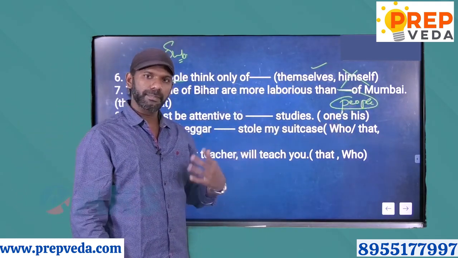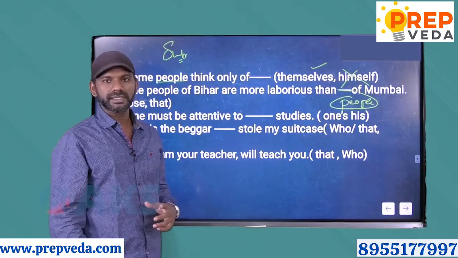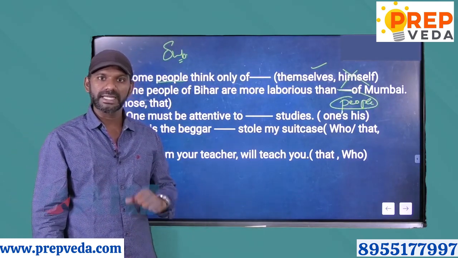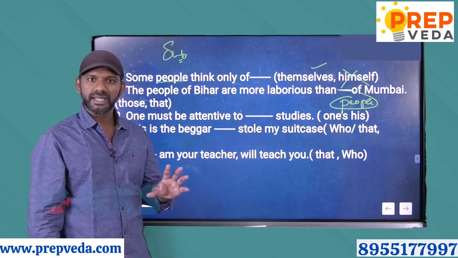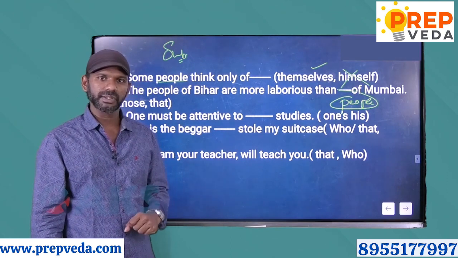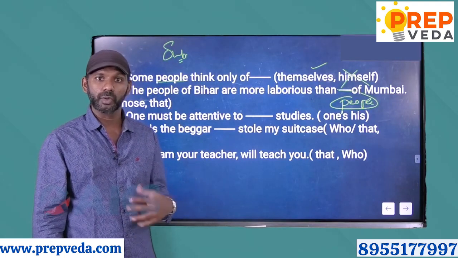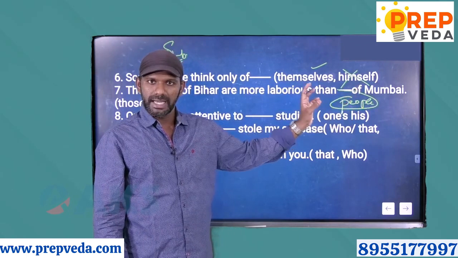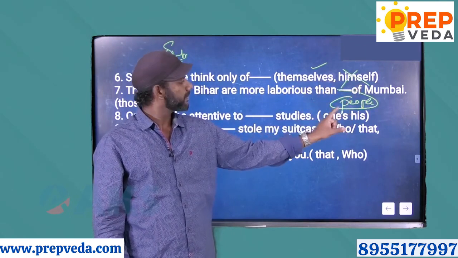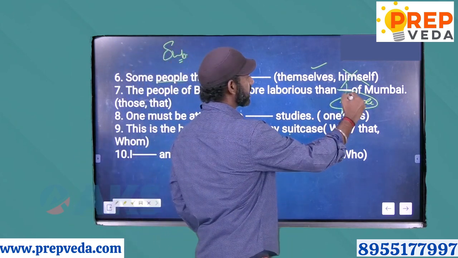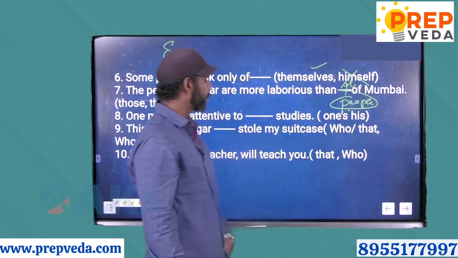But if I say the people of Bihar are more laborious than the people of Mumbai, the sentence becomes grammatically wrong because of redundancy. The noun people is getting used twice. We'll use a noun once, and then when we refer to the noun, we go for a pronoun. That is what a pronoun is for. So this blank must be filled with a pronoun, and that pronoun stands for the noun people. People is a plural noun, so this blank must be filled with a plural pronoun.